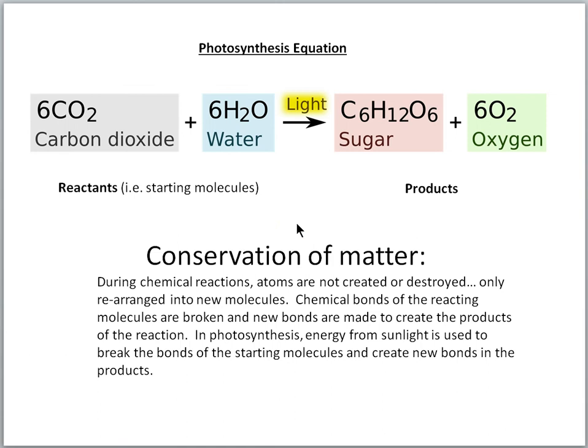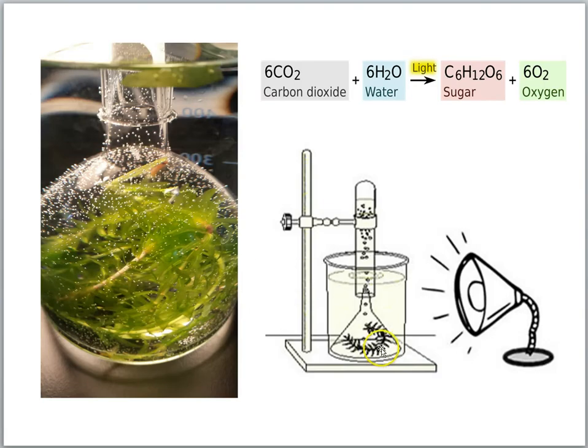Well, that process of breaking chemical bonds and making chemical bonds requires energy, and plants are using sunlight as the source of energy to power this chemistry. So in this lesson, we'll take a look a little bit more about the role of light in the process. We'll use our aquatic plant to help us think about this.